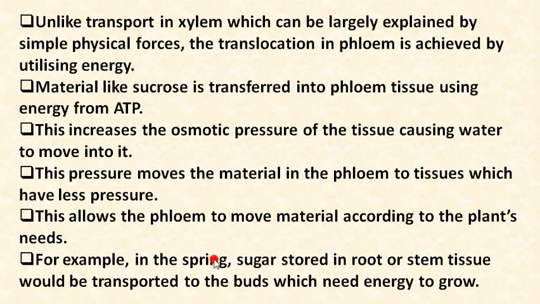For example, in the spring season, sugar stored in the root system or stem system would be transported to the buds, which need energy to grow. So here in the spring the sugar is in storage form. So this sugar will be utilized by the buds. Buds are parts of plants. Buds need energy to grow, बड आगे जाके grow होगा, वो flower बनेगा, fruit बनेगा, etc. That's why the sugar is required and sugar is in storage form.